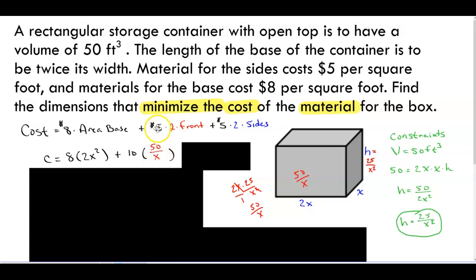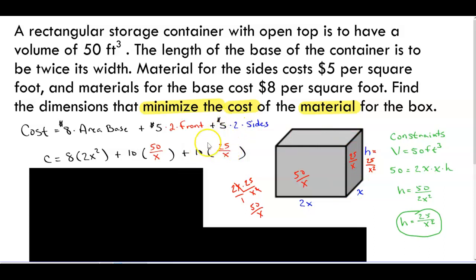And then notice 2 times 5 gave me the 10. And now I have to find the area of this side, which is x times 25 over x. So that's just going to cross out an x on the bottom, and it'll leave me with 25x for the area of one of those sides, but I have 2 of them.